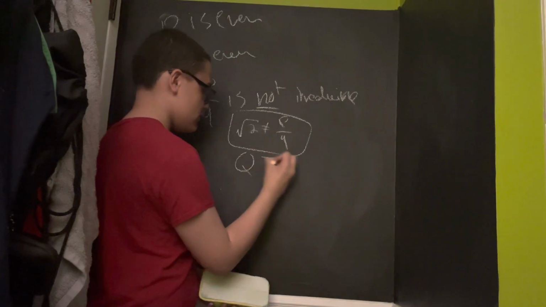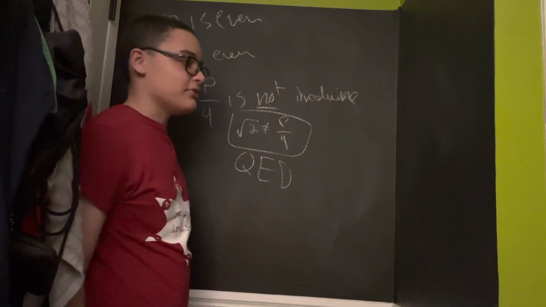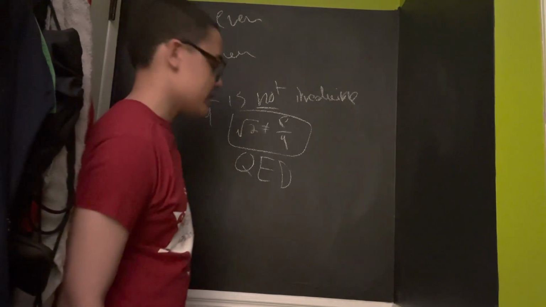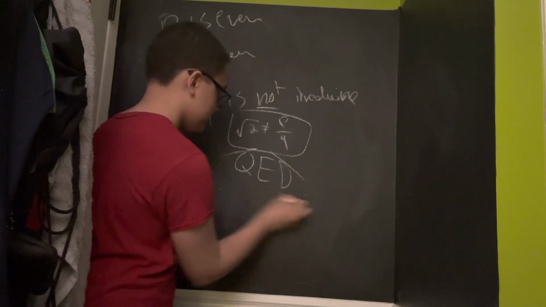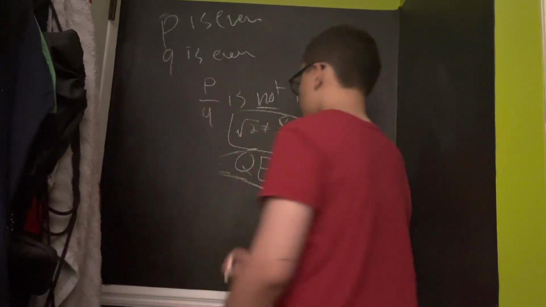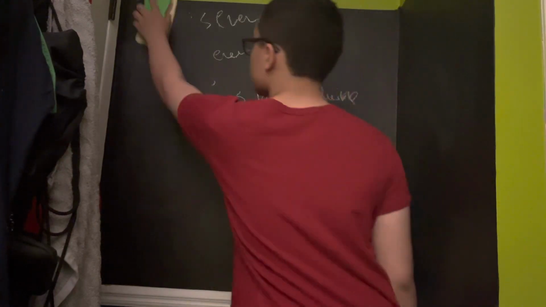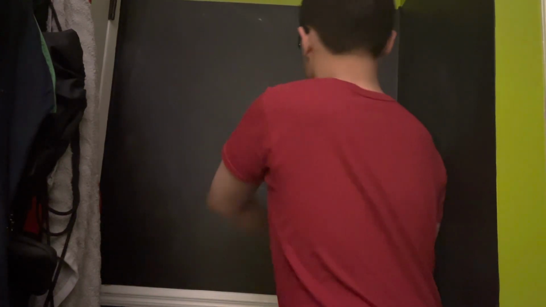So I'm going to write QED, quod erat demonstrandum, in a triangle made out of dots. I've proven this. And now, I think you should understand the basics of mathematical proofs.